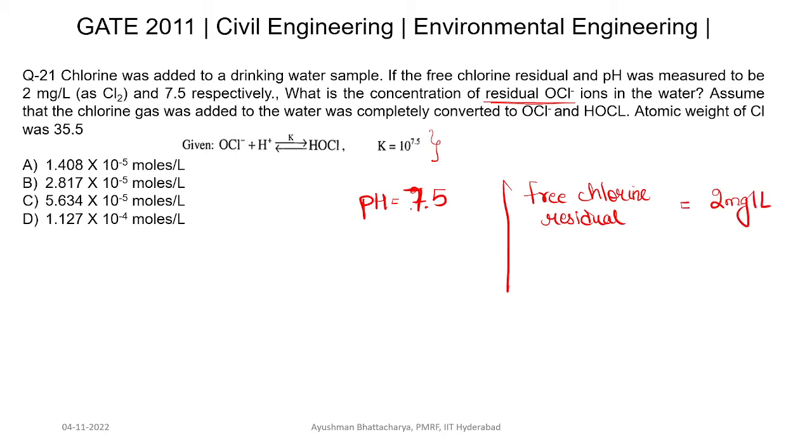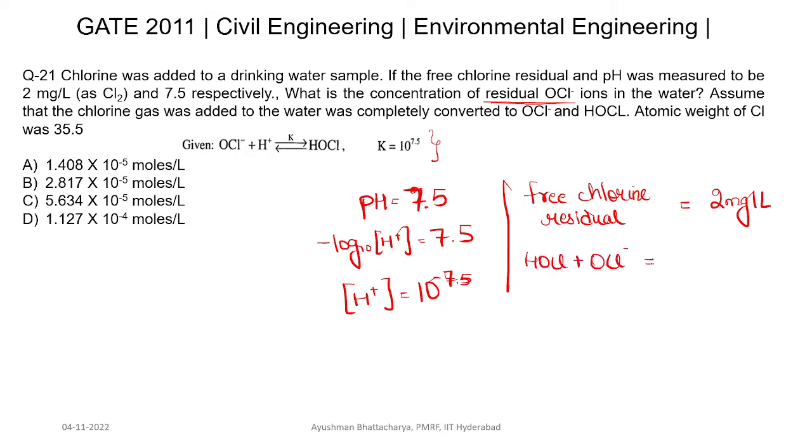So pH 7.5. pH is equal to minus log base 10 of H plus, which is equal to 7.5. So H plus will be 10 raised to the power minus 7.5. Now free residual chlorine, the combination of HOCl plus OCl minus, is termed as free chlorine. So basically free residual chlorine is 2 mg per liter, HOCl plus OCl minus is equal to 2 mg per liter, and they have told 2 mg as Cl2.